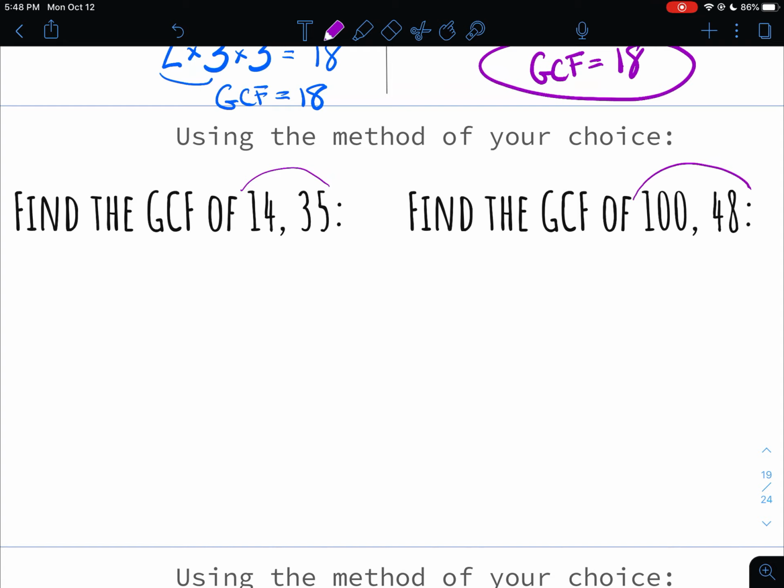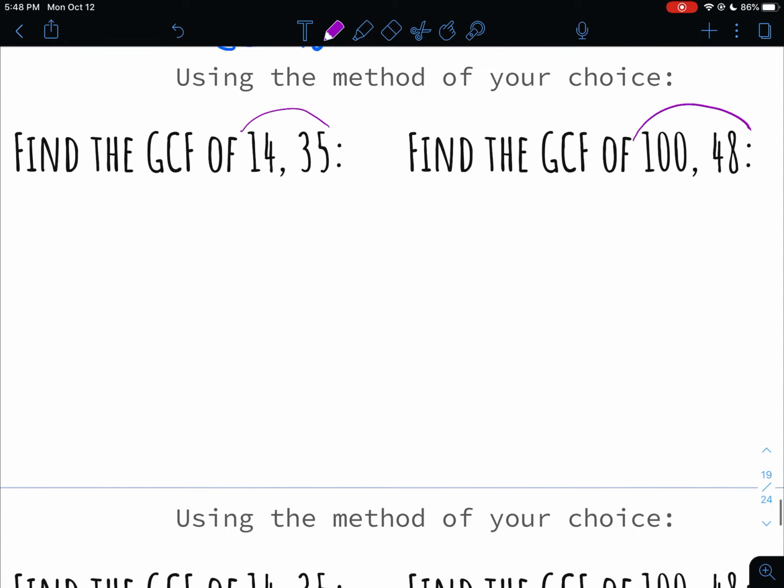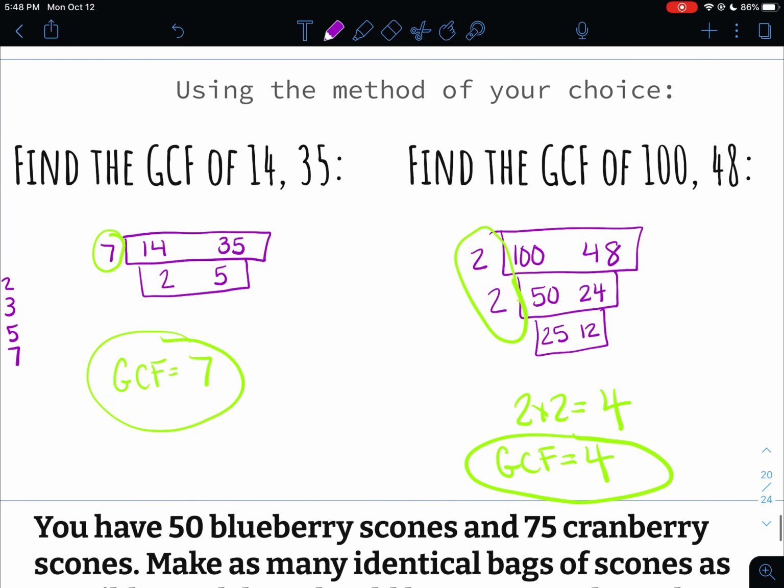Okay, so hopefully you tried both of them on your own. If not, shame on you. So here are the answers that I got. The greatest common factor of 14 and 35 was 7. And then the greatest common factor of 1 and 48 was 4. Hopefully looking at my cake, you can compare it to yours and see what you did correct, maybe what you have to fix, but it's up to you to look at my work and try to figure out where you went wrong.